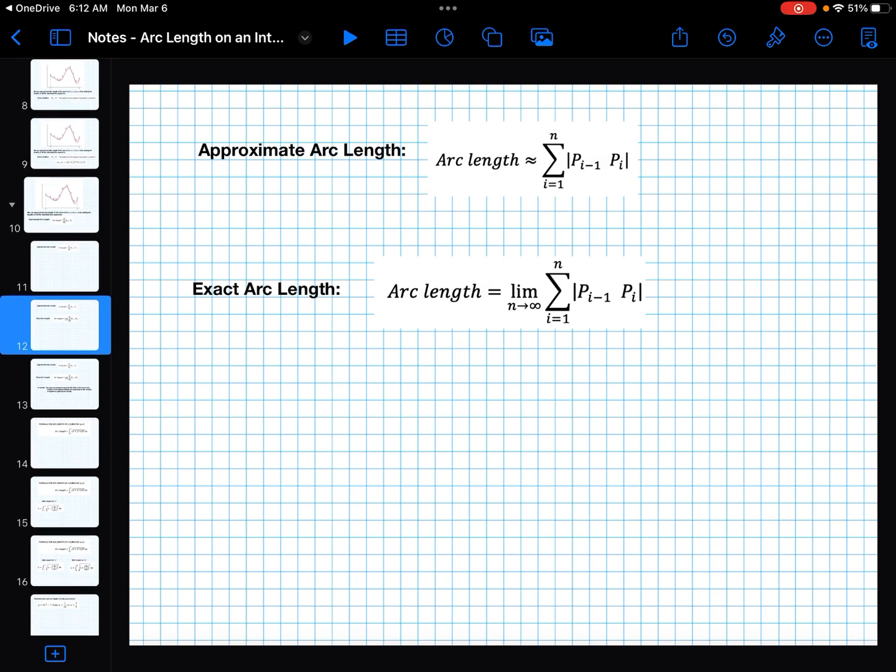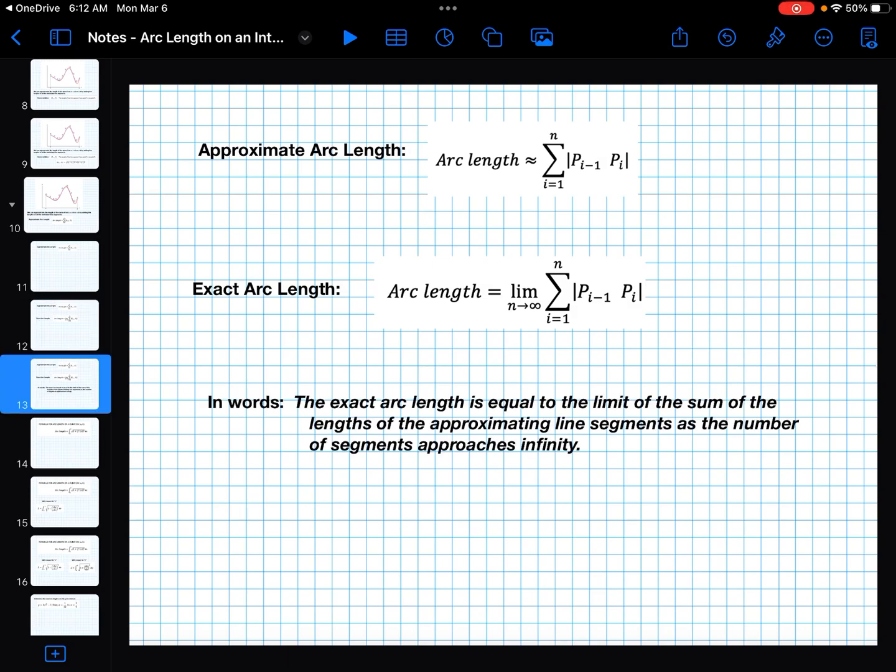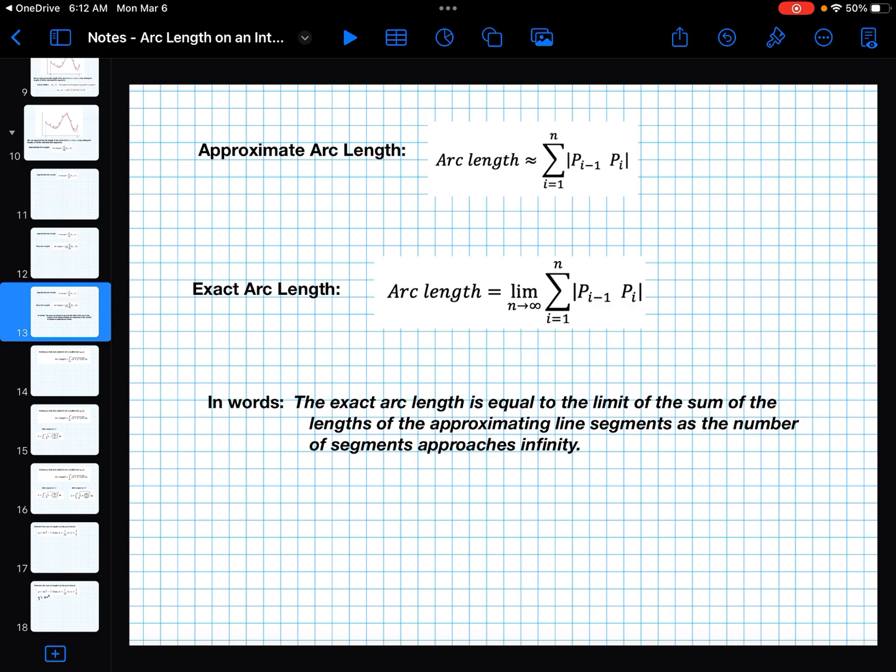Now, we're not going to go through the derivation of the formula that we get. I just want you to understand that this is the process. That's what it's based on. It's not really necessary to go through the full derivation. But in words, the exact arc length is the limit of the sum of the lengths of the approximating line segments as you increase the number of line segments towards infinity.